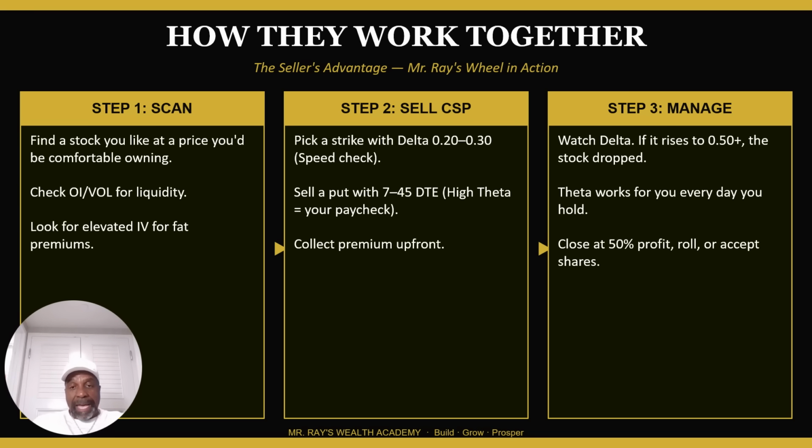And so now we've got to watch the delta, baby. If it were to rise to 50, the stock has dropped, okay? Theta works for you every day you hold it. And normally what I do is once the stock price is where I've earned 50% of my profit, I'm going to just go ahead and close it out, baby, and then do it all over again. Because now I've already earned 50% of my profit. No sense in waiting around to see if the stock's going to go down any further. I'm going to take the money and run.